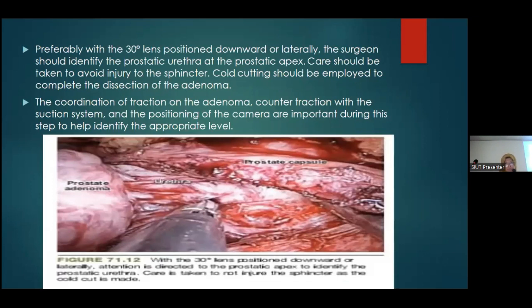Cold cutting should be employed to complete the dissection of the adenoma. Coordination of the traction on the adenoma, counter traction with the suction system, and the positioning of the camera are important during this step to help identify the appropriate level.